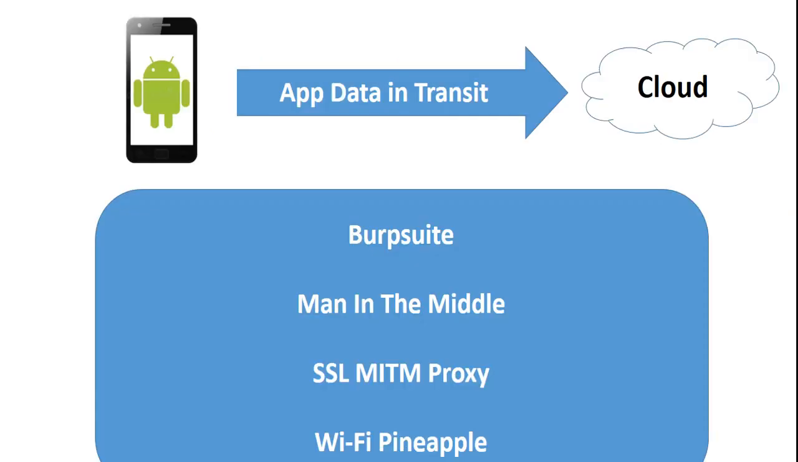Now let's talk about application data in transit. Mobile applications that communicate with the backend are highly exposed to attacks that target data in transit. It is quite common to find end users joining a publicly available network. You can combine some methodologies like fake access points or evil twins, and then eavesdrop on the data using tools like Burp Suite or a man-in-the-middle proxy, or SSL management, or the Pineapple, and many more.